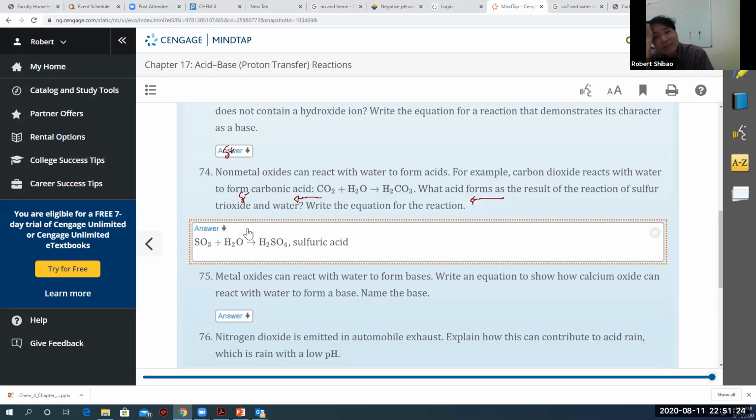I missed the question. What acid forms as a result of the reaction of sulfur trioxide and water? So we have sulfur trioxide and water. We could do this mechanistically, but we can also just do it based on pattern. CO2 in water forms H2CO3. So SO3 in water is going to form H2SO4. We're going to add 2 hydrogens and an oxygen to that. H2SO4, sulfuric acid.